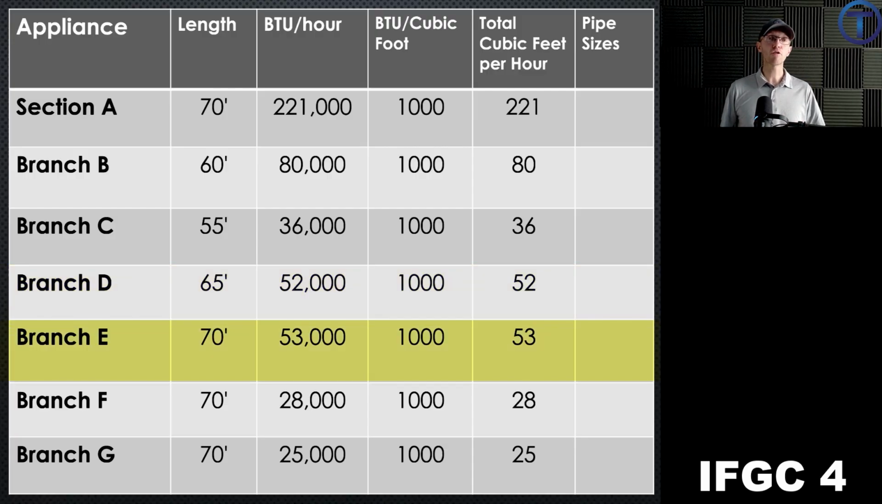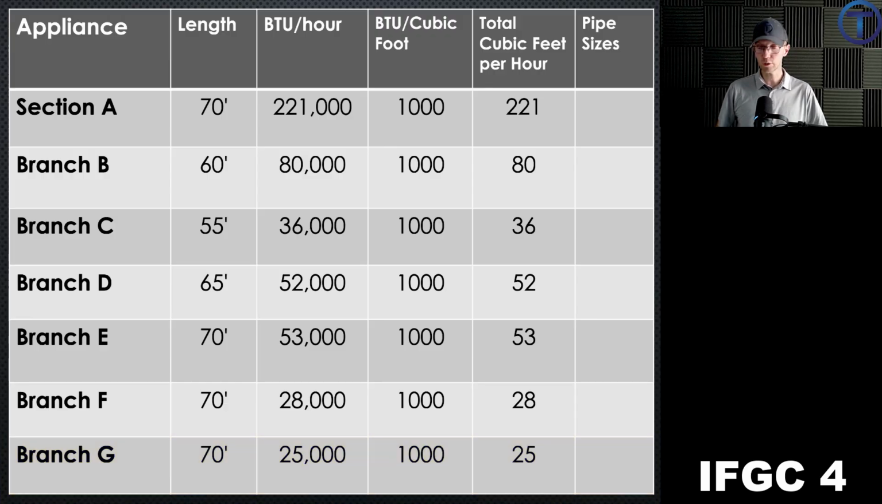Branch E is running to the dryer and the room heater, combined total of 53,000 BTUs, so 53 cubic feet per hour. Branch F runs to the dryer with 28,000 BTUs, so we get 28 cubic feet per hour. And branch G, 25,000 BTUs to the room heater for 25 cubic feet per hour.